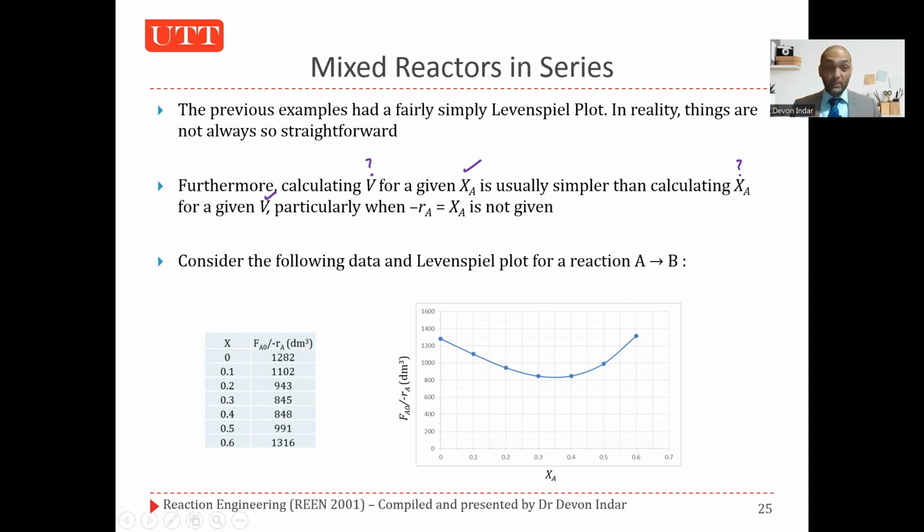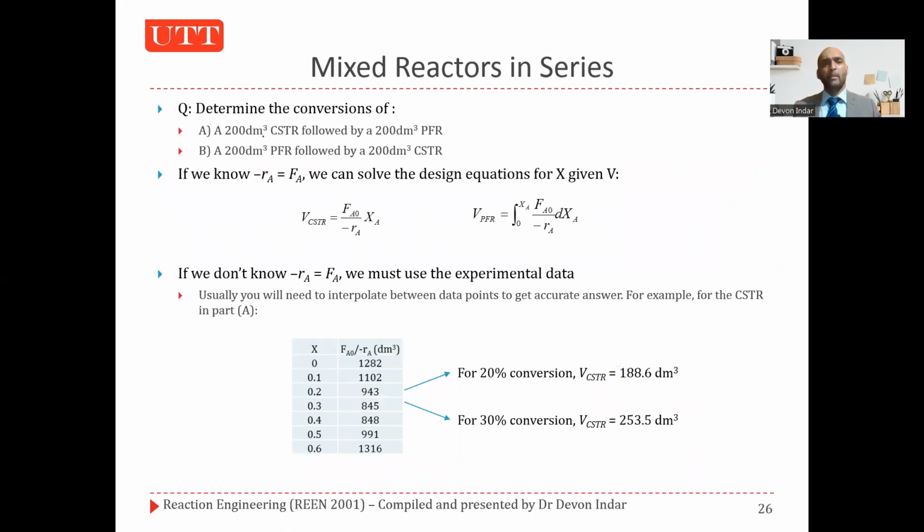The calculation in the reverse order can sometimes be more difficult than the first way around, especially if we don't have the rate law. If we don't have the rate law, then doing the calculation the reverse way around becomes a little bit more tricky, as you'll see soon. So we have this data set and we've come up with our Levenspiel plot. And the question is, if we had a 200 dm cubed CSTR first, and then a 200 dm cubed plug flow reactor, what would be the conversions after each? And if we just swap the reactors around, the identical size, we're just switching the order, what would happen?